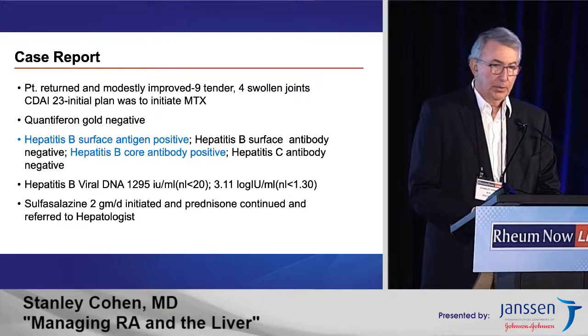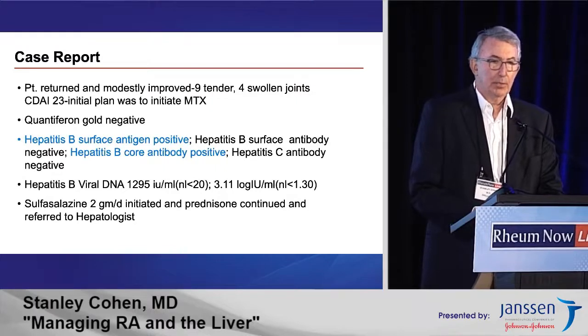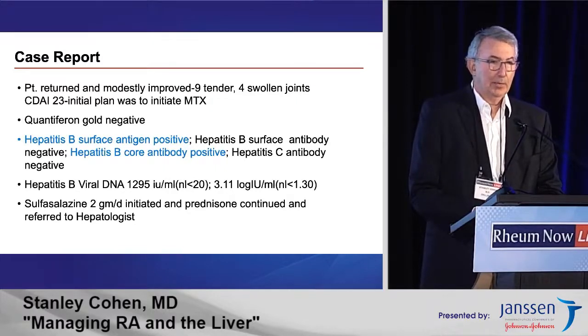Patient returned and on low-dose prednisone was a little better. Now a CDI of 23. Initial plan was to initiate methotrexate. Quantiferon gold was negative. But surprisingly, the patient was Hep B surface antigen positive, surface antibody negative, Hep B core antibody positive, and hepatitis C antibody negative.